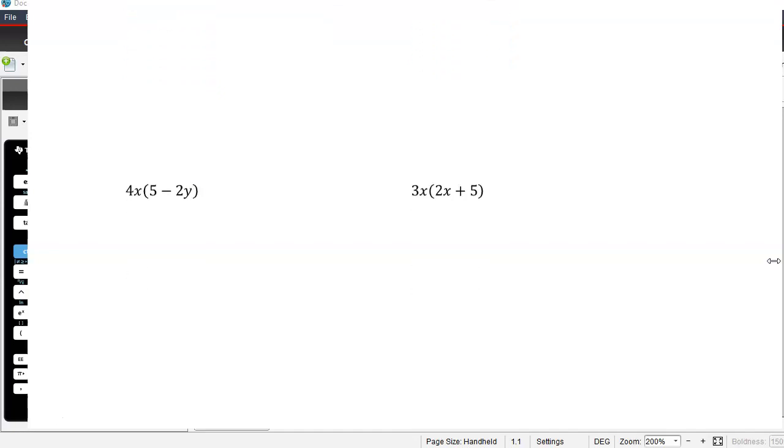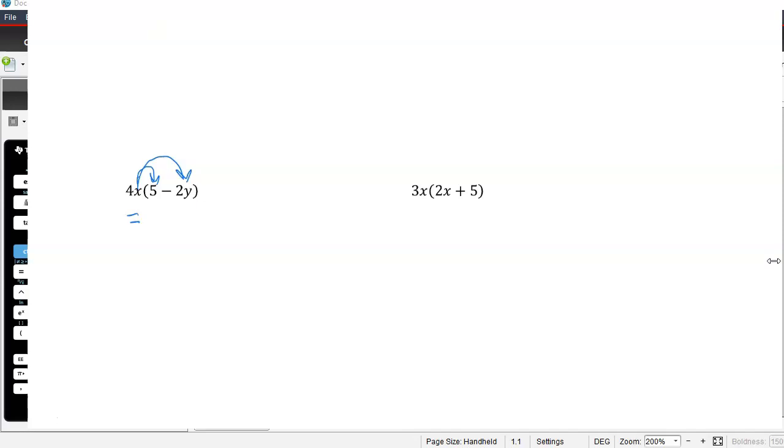I've got here 4x outside of the brackets and 5 minus 2y within the brackets. So remembering that I have to times that by everything within the brackets. So that's 4x times by 5, and 4x times by negative 2y. Put my equal sign down there, remembering that we work down the page, not across.